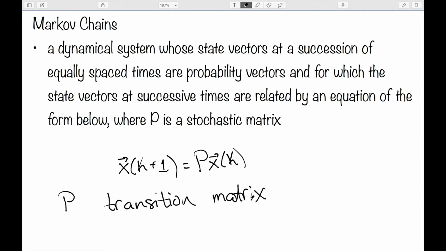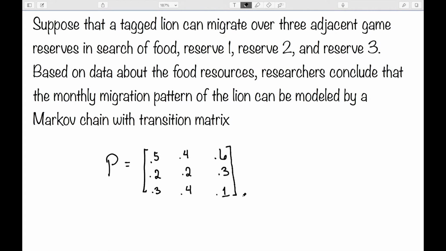So let's do an example of getting this transition matrix. Let's suppose that a tagged lion can migrate over 3 adjacent game reserves in search of food: Reserve 1, Reserve 2, and Reserve 3. Based on data about food resources, researchers conclude that the monthly migration pattern of the lion can be modeled by a Markov chain with this transition matrix. So what this means is each column is going to represent what happens at time k. Each row is going to represent what happens at k plus 1.